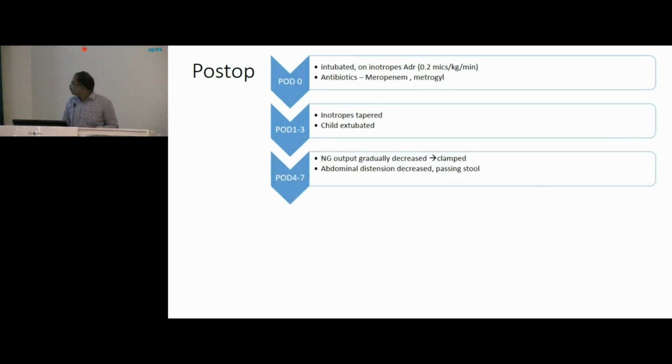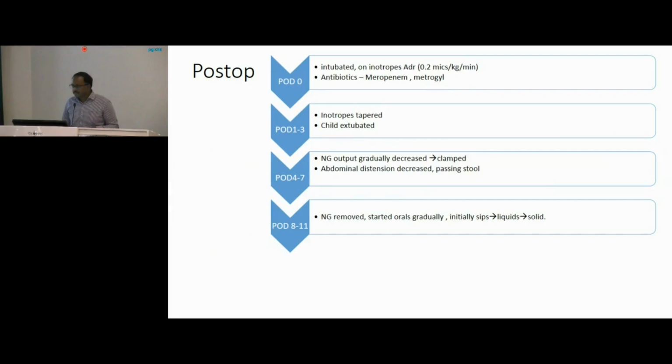Between post-op day 4 to 7, the NG output, which was initially bilious, gradually decreased and later became lighter and became gastric. And the NG was clamped, and the child's abdominal distension also reduced in this time, and the child started passing stools. And between day 4 to 11, the NG was removed, and initially the child was allowed sips, and progressively increased to liquids, and later solid food was allowed. And by post-op day 12, the child's general condition had improved, and the child was discharged in a stable condition.